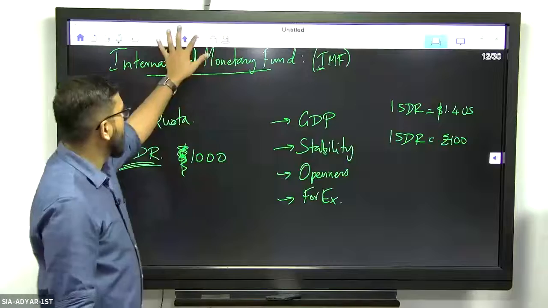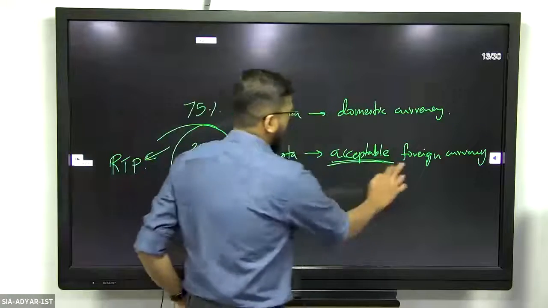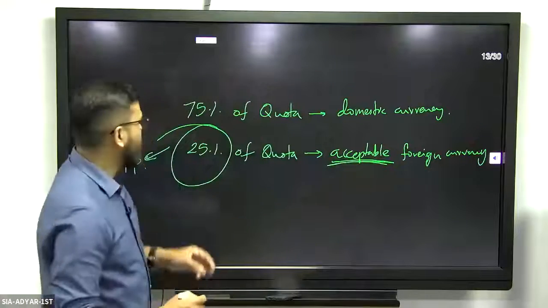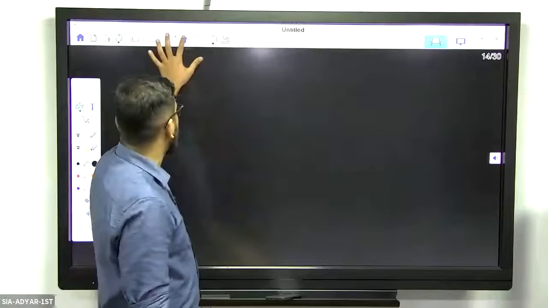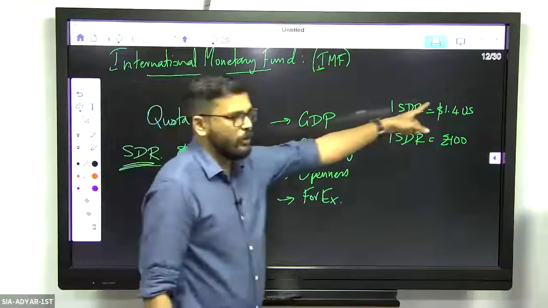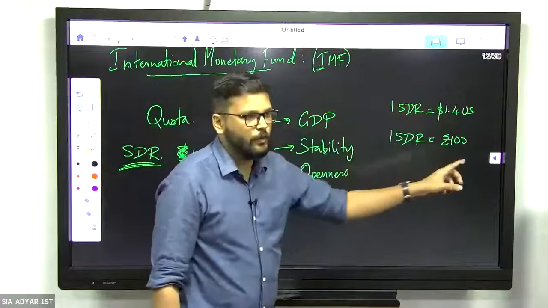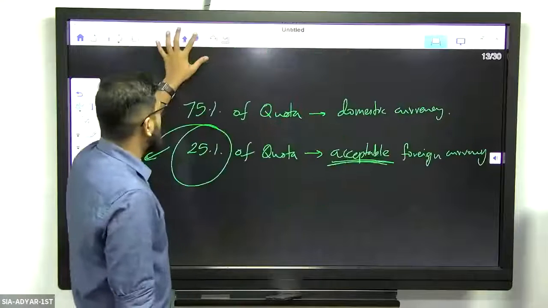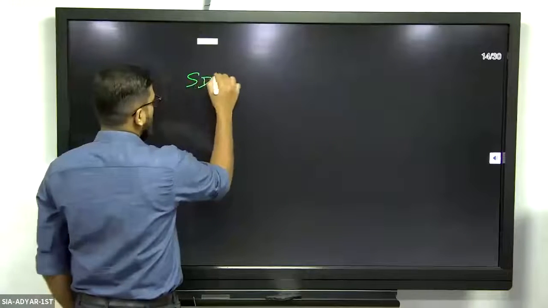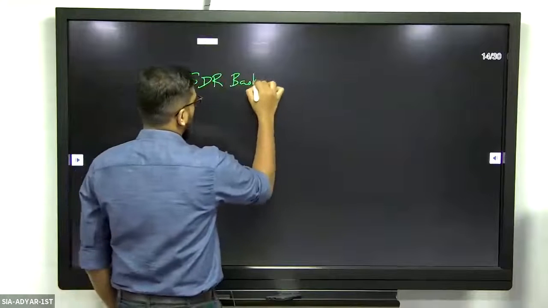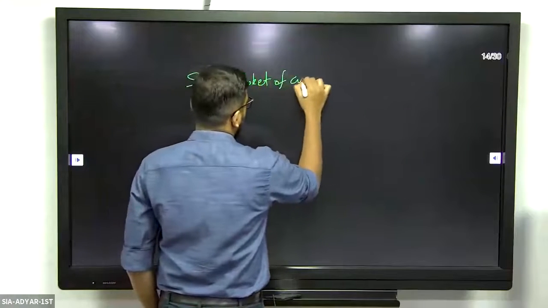Now it's not complete. I told you acceptable foreign currency. What are acceptable foreign currencies? The value of SDR itself. I told you SDR is given as this, right? One SDR is equal to this much, one SDR is equal to these many rupees. How is that arrived at? SDR itself consists of a basket of currencies. So SDR is a basket of currencies.